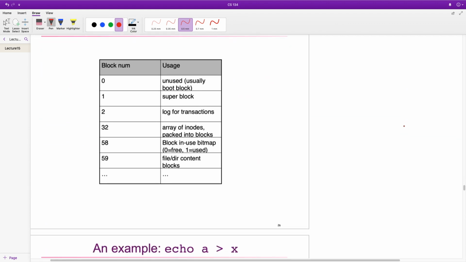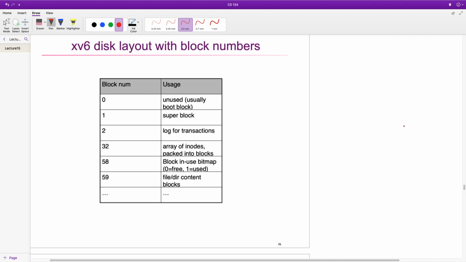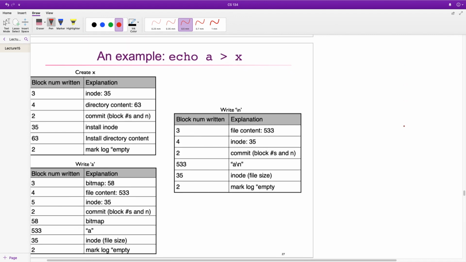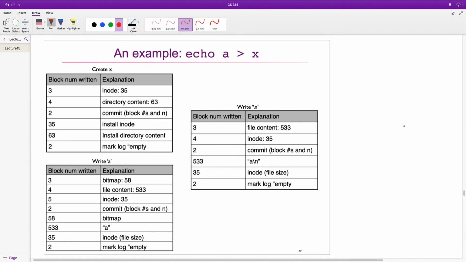All right, so we've seen this diagram before, and here we're going to be mostly interested in the log, which is going to run from 2 to 31. So let's say we do echo A into X. So first, we're going to have 3 system calls: create A, write A, and write a new line. And let's assume there are no other processes running.